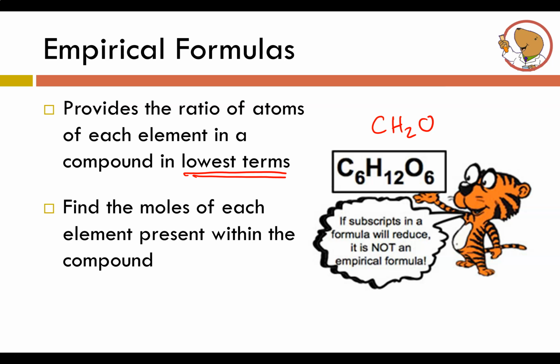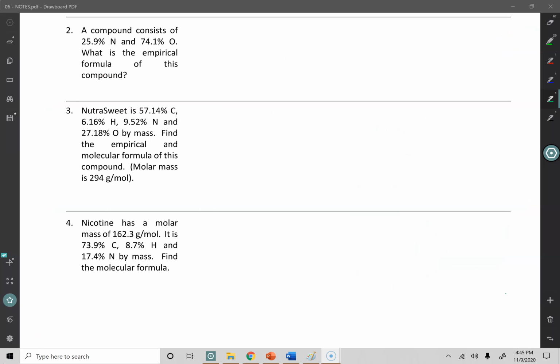Basically, we're going to find the moles of each element present within the compound, and use that information to set up this ratio of atoms. Let's try out a practice problem. I'm going to jump down to the last of the problems, because I think this one is a good one to illustrate all the things we should be able to do with empirical and molecular formulas. Question 4 is looking at nicotine, and we're told the percent composition by mass of carbon, hydrogen, and nitrogen. We're going to try to find both its empirical and molecular formula.